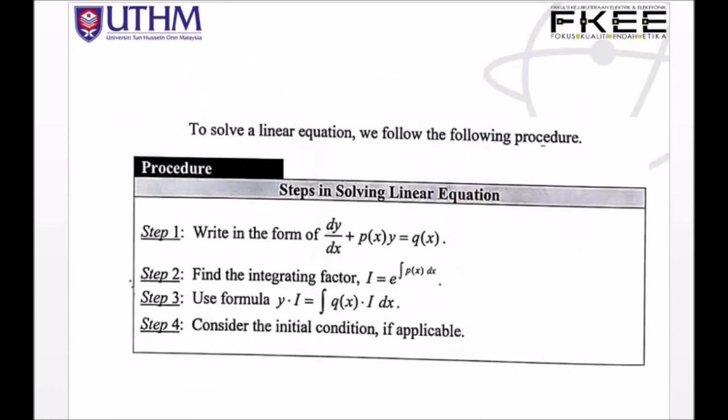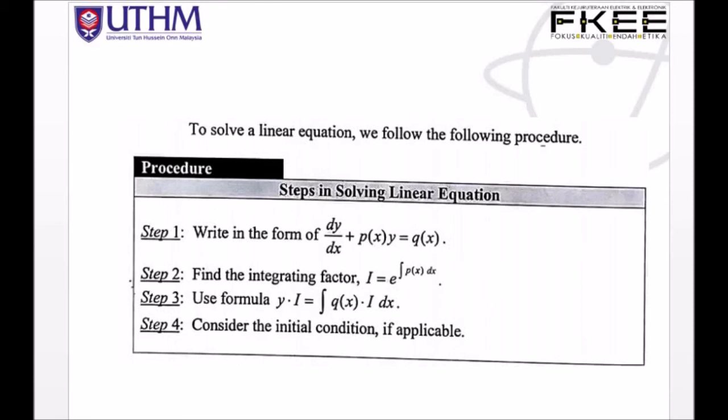To solve the linear equation, we must follow the following procedure. This is the procedure, a 4-step. Step 1 is you need to write it in this form. Second is find the integrating factor, I equal to exponent of the integral of P(x) dx. The third step is use the formula y multiplied with I equal to the integral of Q(x) multiplied with I, which is obtained from step 2, the integrating factor, dx. And then step 4 is consider the initial condition.